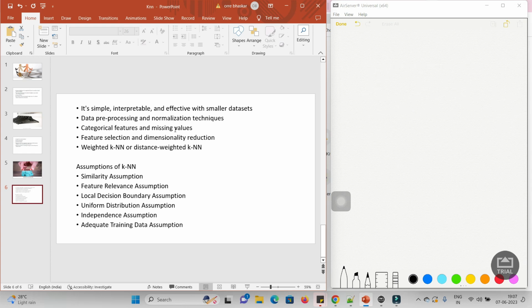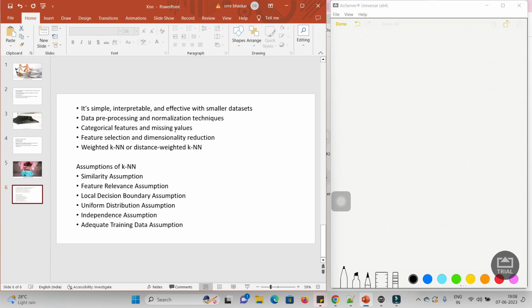Assumption number one, similarity assumption. The KNN algorithm assumes that instances with similar feature values tend to belong to the same class or have similar target values. That means we are having similarity of features. If we have similar features, that means they are close. That means in the plot, if these two features are similar, then they are closer.